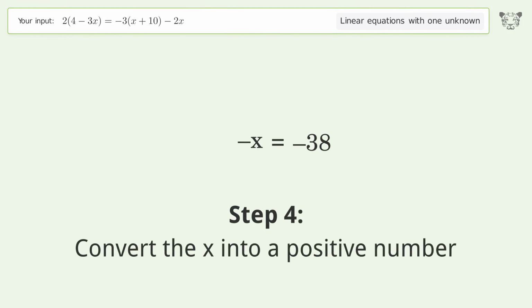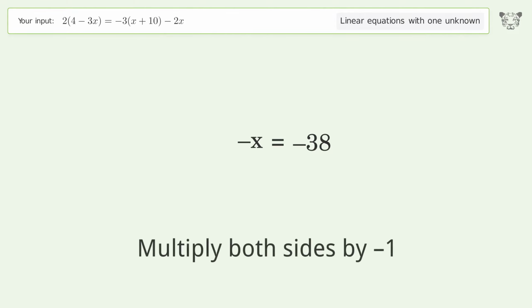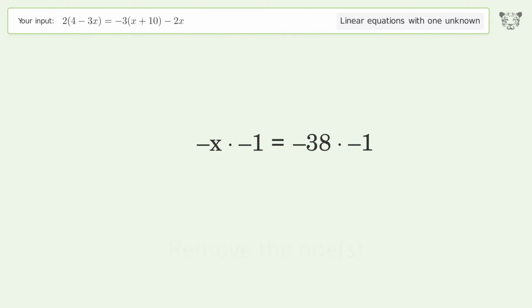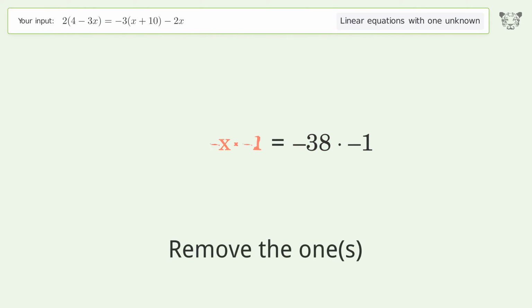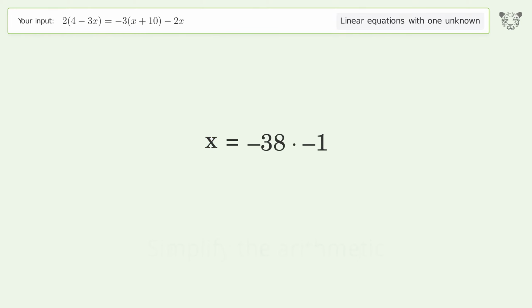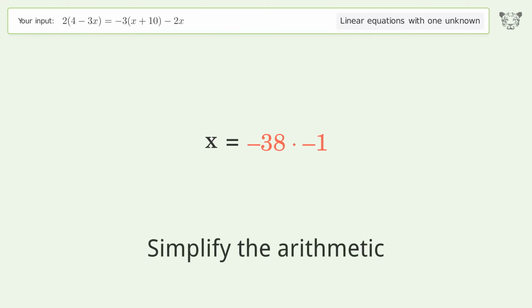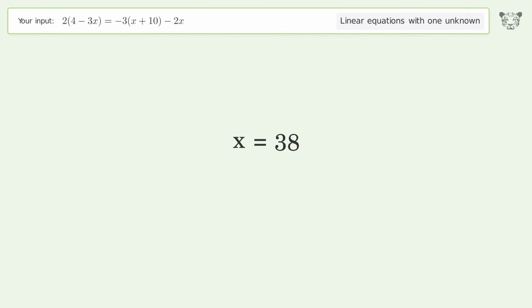Convert the x into a positive number. Multiply both sides by -1. Remove the ones. Simplify the arithmetic. And so the final result is x equals 38.